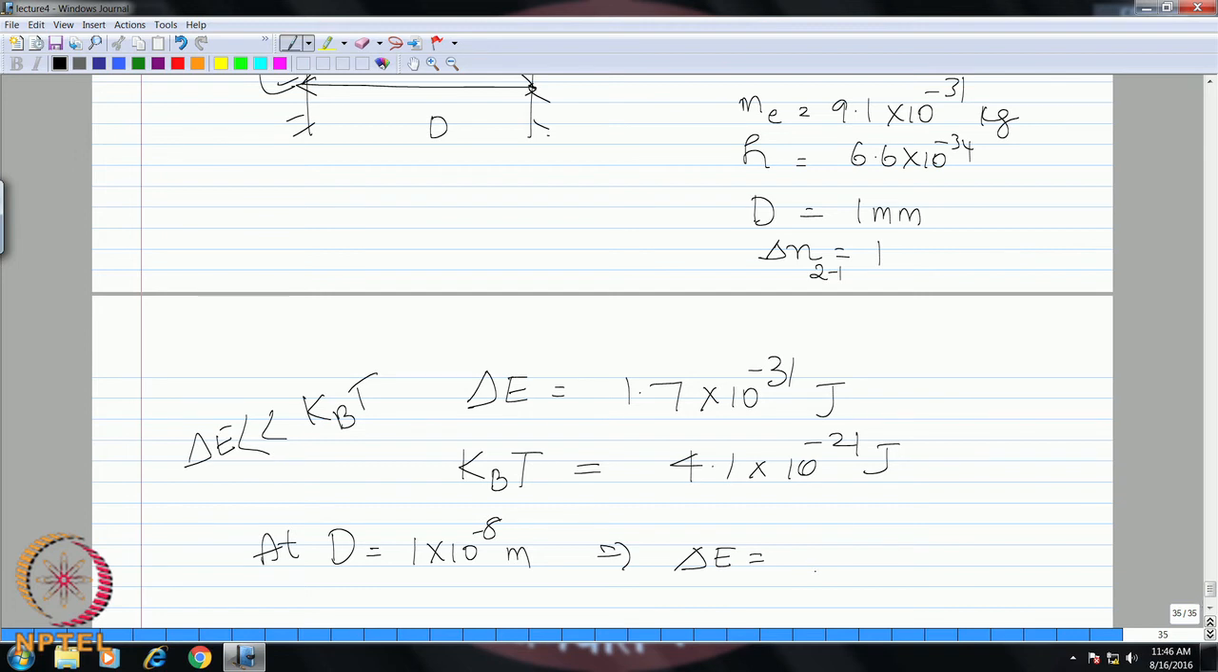So, this goes to 10 power how much? Minus 21. So, now you see that the order of delta E is comparable to kBT. So, now you can really go and measure the change in energy level from mode n equal to 1 to n equal to 2, and these are significant values compared to kBT.